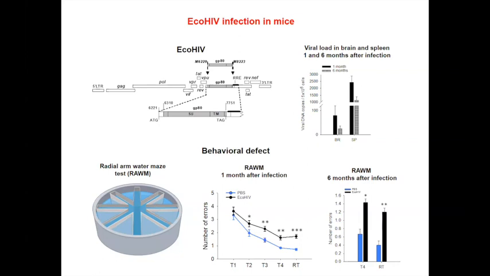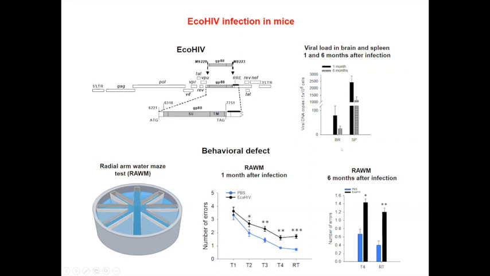For that, we use the eco-HIV infection in mice. And I guess many of you know about this virus, the eco-HIV. In this virus, the envelope protein from the human HIV virus, GP120, is replaced by the GP80, which is the envelope of the murine leukemia virus, or MLV. This chimeric virus is able to infect regular immunocompetent mice. As we see here, viral DNA copies in spleen cells 1 month and 6 months after infection, and to a lesser extent also in brain tissue.